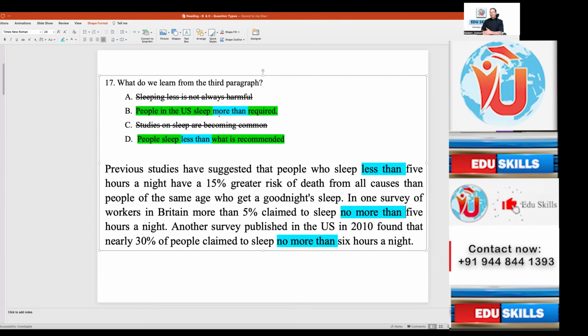Again, the negative meaning strategy can be applied here. Another survey published in the US in 2010 found that nearly 30% of people claim to sleep no more than 6 hours a night. Means less. They don't speak more. Again, it is less. So more than and no more than, that's the difference. If there is any clarification, you can ask me.